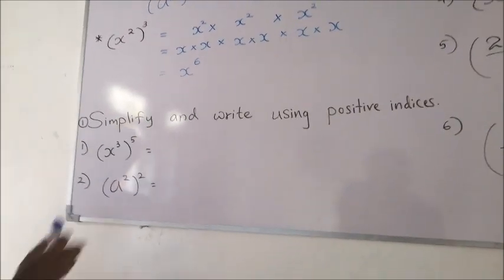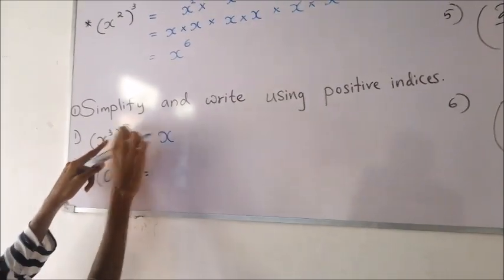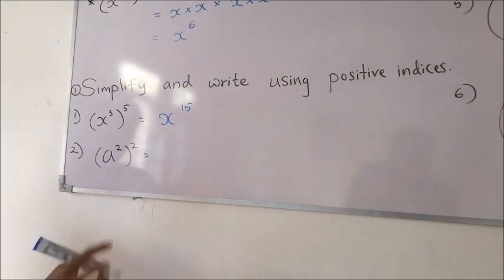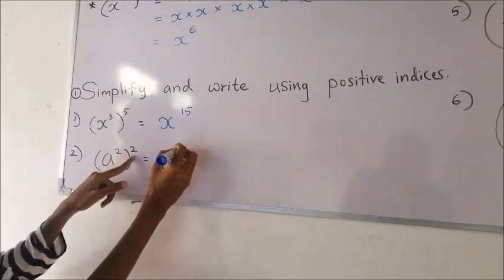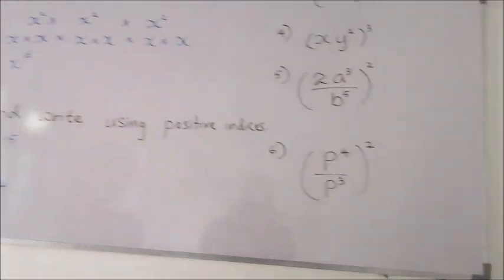See the first, right, power of another power. x to the power 3 times 5, 15. Next, a to the power 2 times 2, 4 is the index. Very simple. Next one.